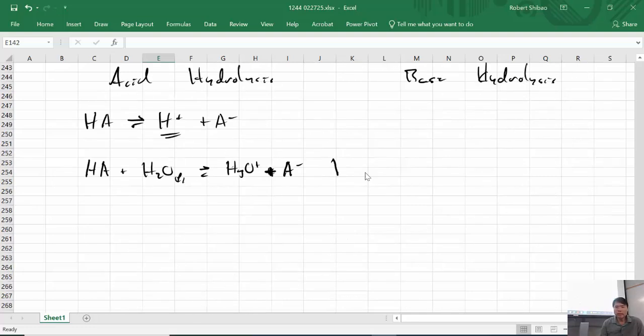All right, so we can come up with Ka. Ka is our acid hydrolysis. Ka is the products, and so we have hydronium as a product, raised to the first power. And then we have our A minus raised to the first power, divided by our HA. What do we do with water? Water has an activity of 1, and so we usually don't even bother writing 1 in there, unless that's the only thing there. And so this is Ka.